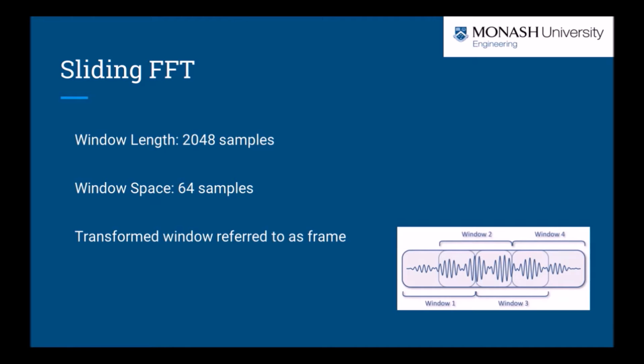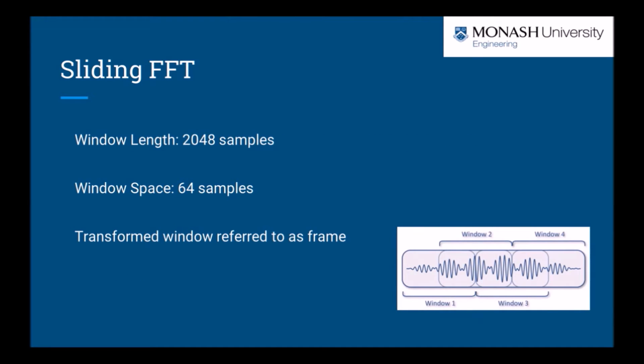A large window will provide better frequency resolution but worse time localization. We chose a window size of 2048 samples. A smaller space in between each window will offer more overlap and creates finer detail in the spectrogram view, at a cost of increased processing time due to more frames needed.